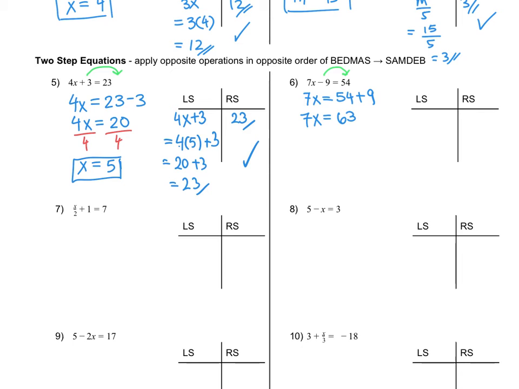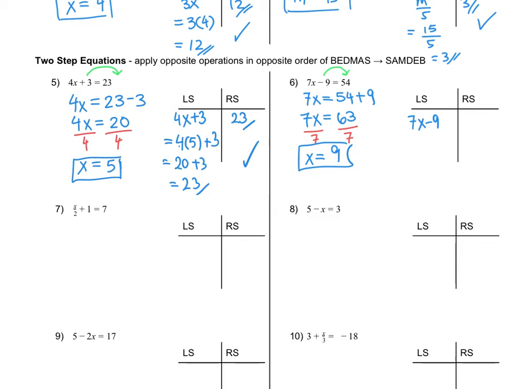And now, final step, I need to get rid of that 7 that's attached by multiplication. Opposite of multiplication is division. So I divide both sides by 7 because it's the 7 I'm trying to get rid of. So now, 63 divided by 7 is 9. Let's check.